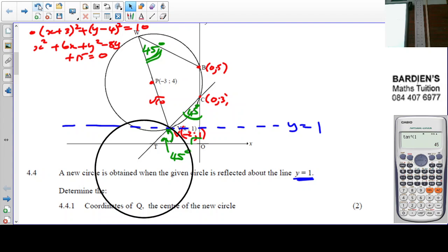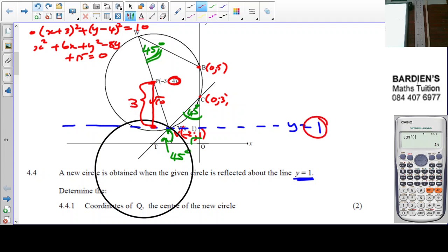So, they want to know the coordinates of Q. Where is Q? The center of the new circle. Okay, Q is the center of the new circle. So if this is your original circle, we take it from there down to this point of reflection. How many units down is that going? 4 units down, 3 units down, not so. Why? Because it's going from 4 to 1. So it's 3 units down.